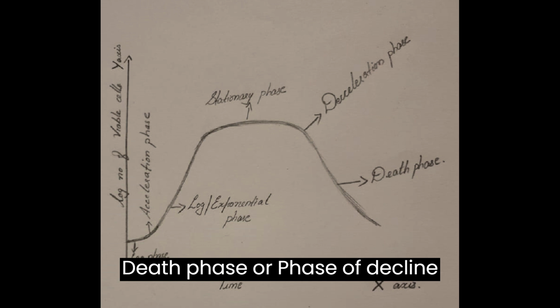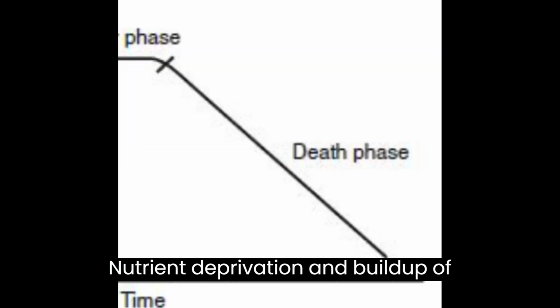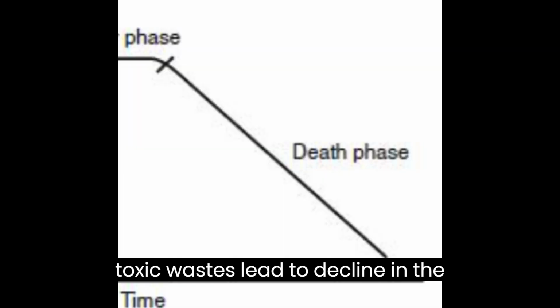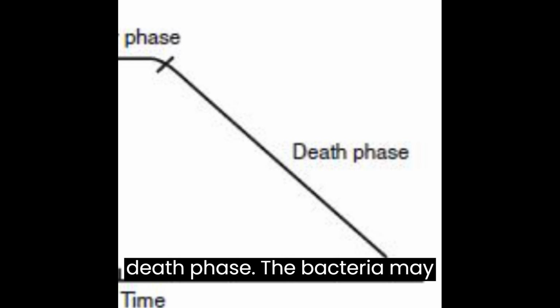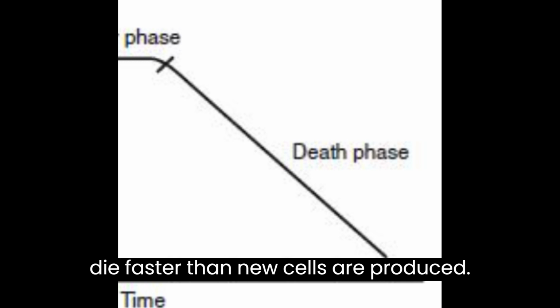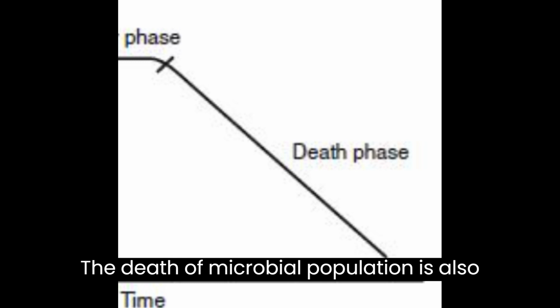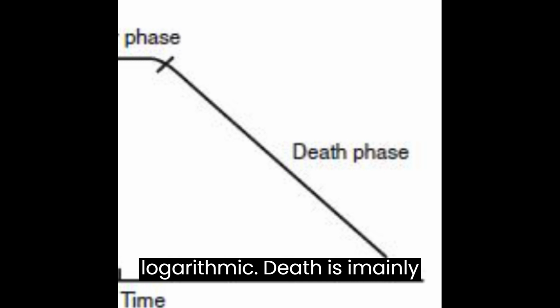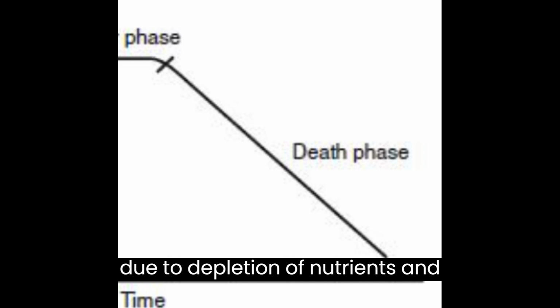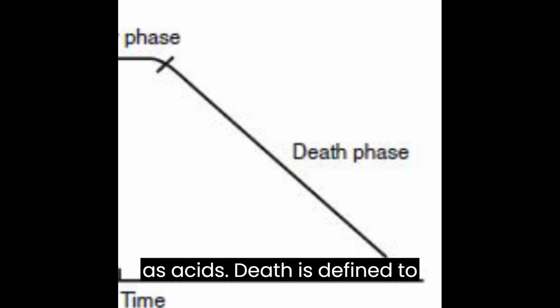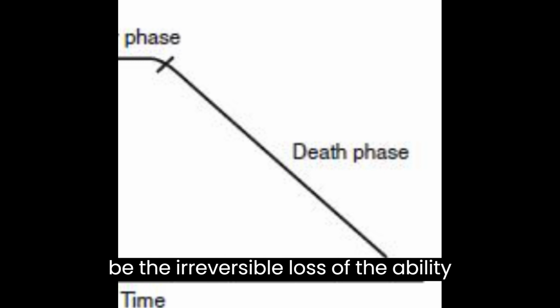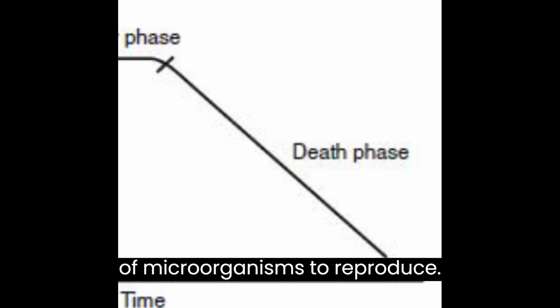Death phase or phase of decline. Nutrient deprivation and buildup of toxic wastes lead to decline in the number of viable cells characteristic of death phase. The bacteria may die faster than new cells are produced. The death of a microbial population is also logarithmic. Death is mainly due to depletion of nutrients and accumulation of inhibitory products such as acids. Death is defined to be the irreversible loss of the ability of microorganisms to reproduce.